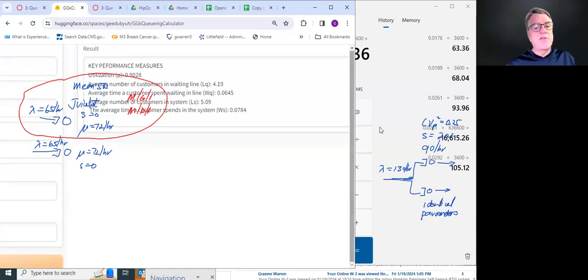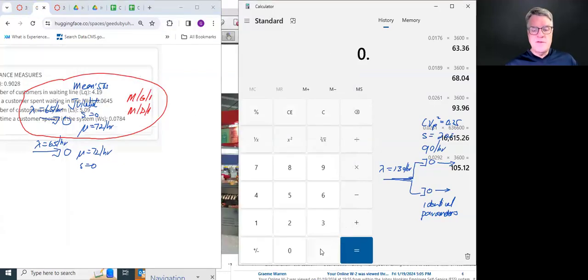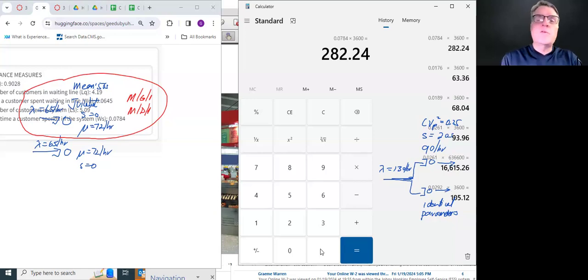But one of the important things is, what does the customer experience look like? So this is 0.0784. 0.0784 times 3600 is 282 seconds. That's more than 4 minutes. So I'm contrasting that with what I had with the base case, which was 105 seconds. It looks to be substantially more.